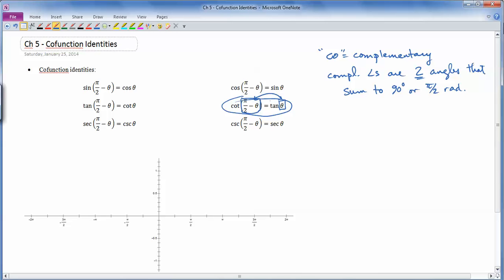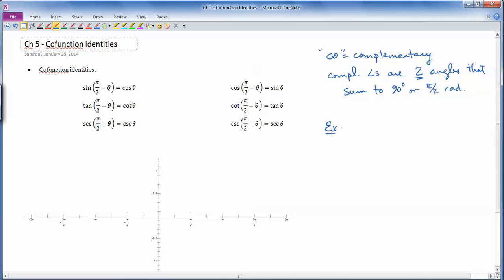So if I take any trig function and plug in one angle, and I take its cofunction and plug in its complementary angle, then those two expressions are going to be identical. So, quick examples.